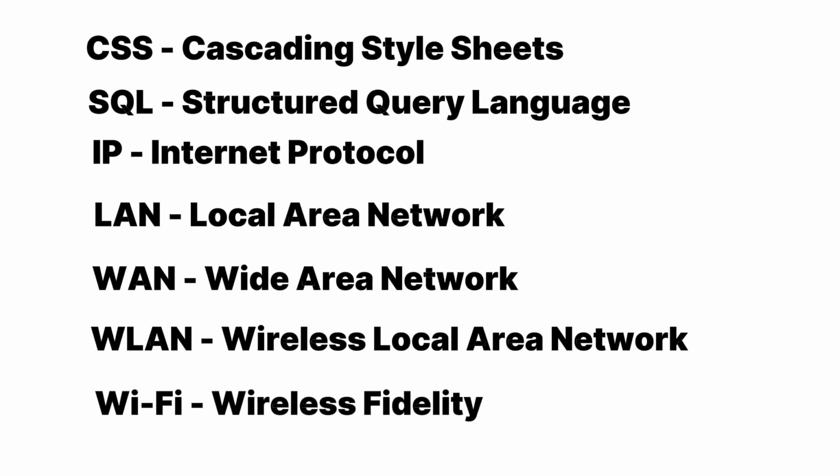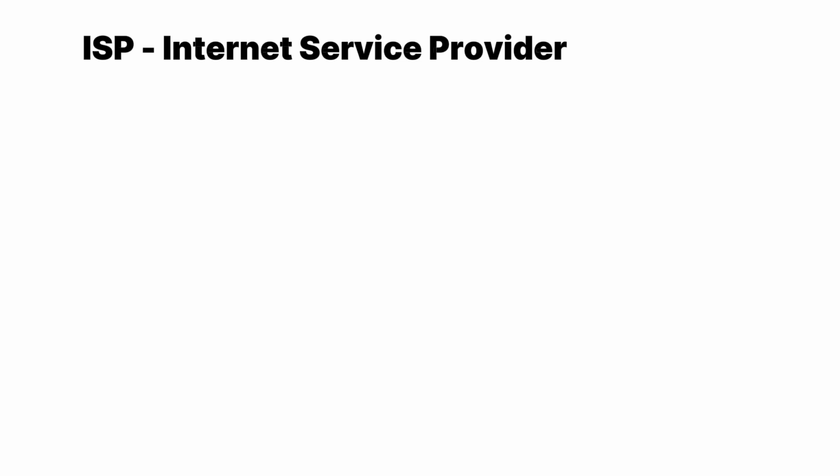Wi-Fi. Wi-Fi is commonly expanded as wireless fidelity. Although technically Wi-Fi is a brand name and not an official acronym. It allows devices to connect to networks wirelessly. ISP. ISP stands for Internet Service Provider. An ISP provides internet access to customers.